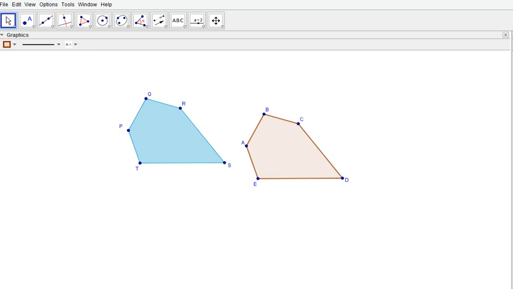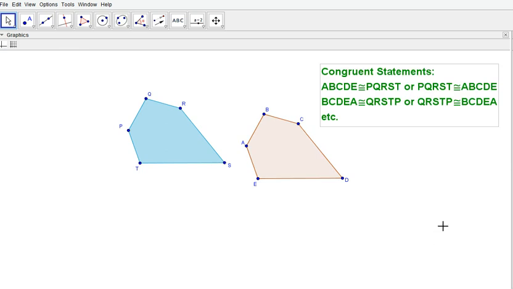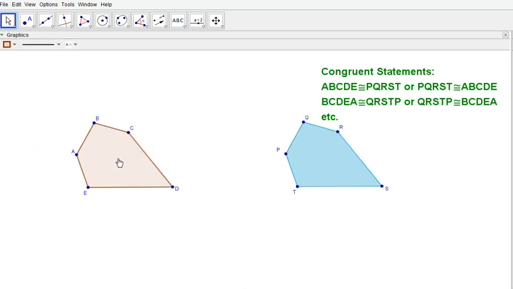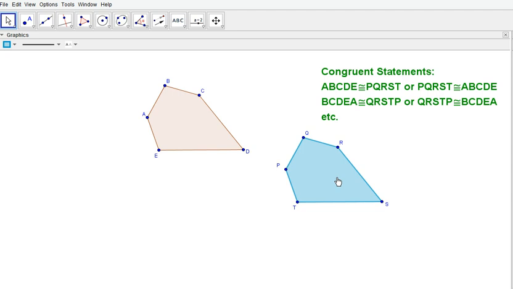And so we make what we call a congruence statement. Okay? We can say ABCDE, that's this one. Sorry, I moved them around a little bit. We can say ABCDE is congruent to PQRST, or we can say PQRST is congruent to ABCDE. Now, we can make that statement 10 different ways or 5 different ways depending on how we name the polygon.